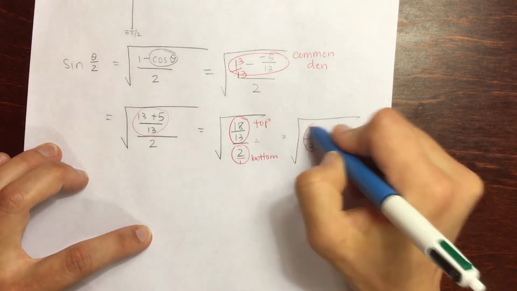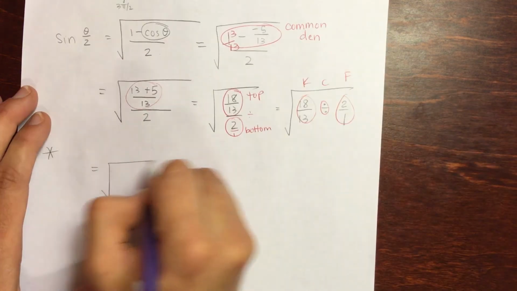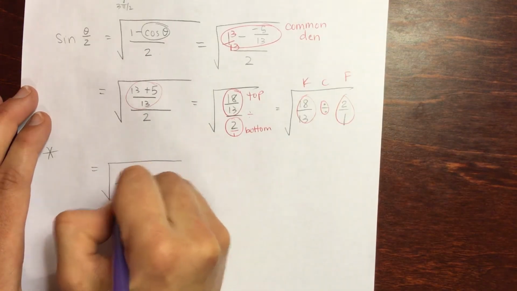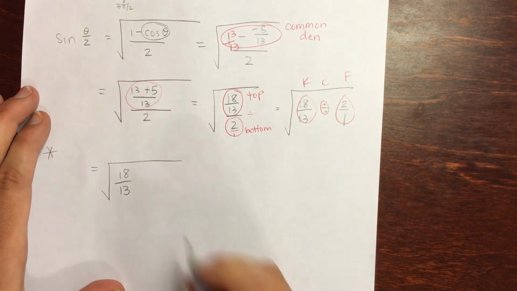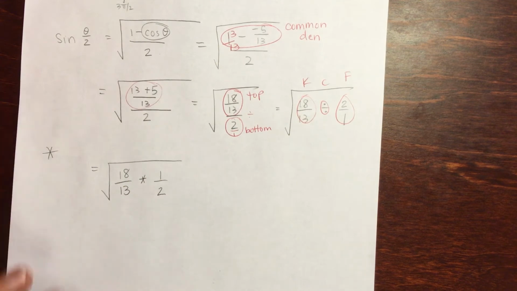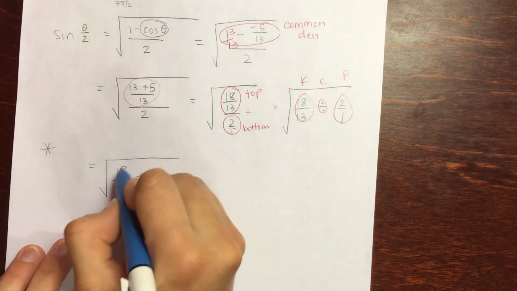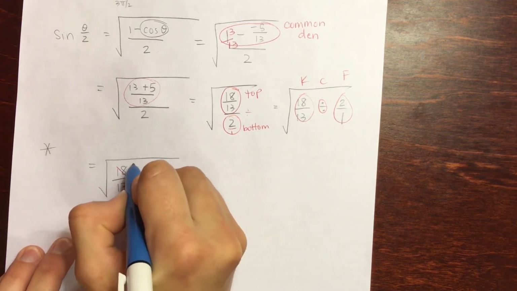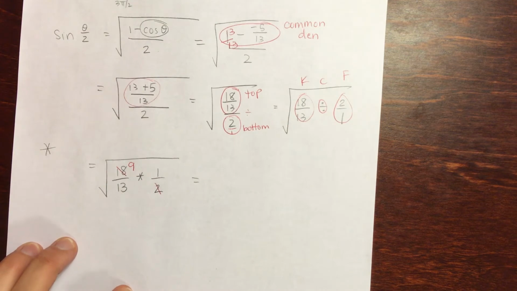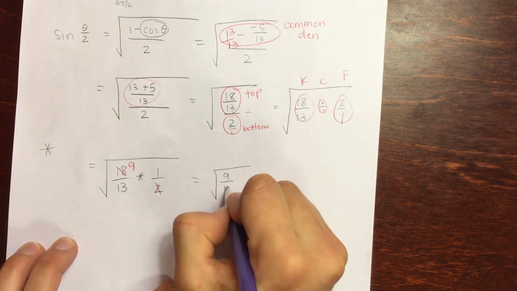And keep, change, flip. Keep the first fraction as is, change division to multiplying, and flip the bottom fraction, the second fraction. You can either multiply this all together, or I'm going to go on and notice that 18 over 2, my 2 will cancel, and I can make that just a 9. So this final answer is the square root of 9 over 13.